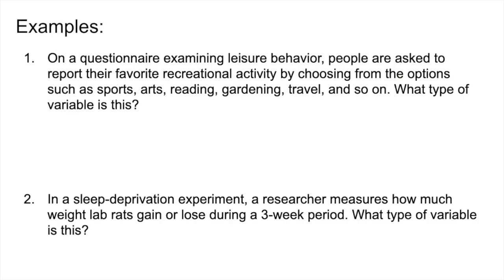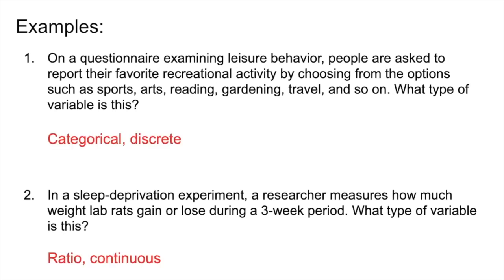Let's do 2 examples. Pause the video and read over the problems and try to solve on your own. Okay, so for example 1, the variable would be categorical and discrete. This is because we can choose between different categories of activities. Each activity is treated as its own category and then compared to the other categories, or in this case, the other activities. For example 2, the variable would be ratio and continuous. This is because weight can be an infinite number, meaning it can have infinite decimal places, and has a true zero, allowing us to make comparisons like the rat gained twice as much.